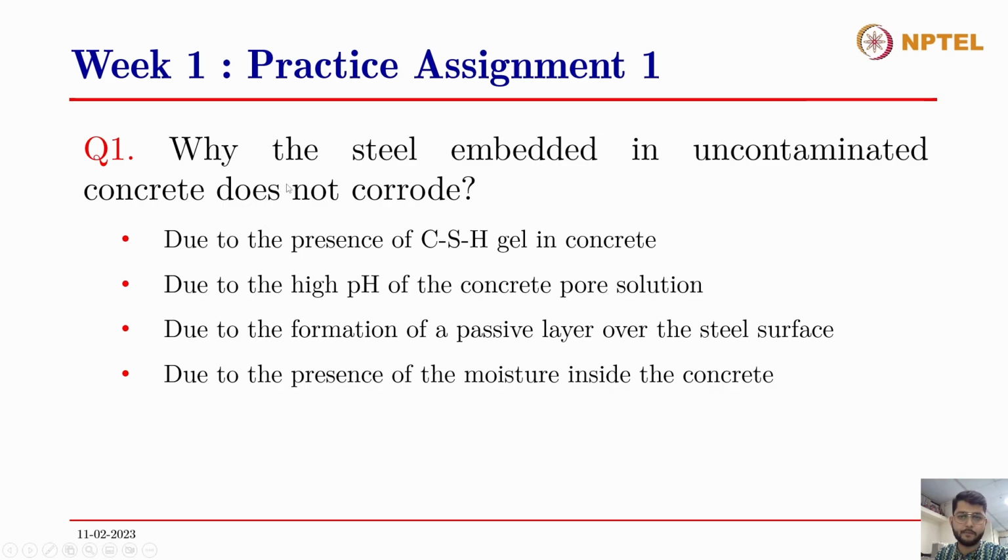Why does the steel embedded in uncontaminated concrete not corrode? The options given were: due to the presence of CSH gel in concrete, due to the high pH of the concrete pore solution, due to the formation of a passive layer over the steel surface, due to the presence of moisture inside the concrete.